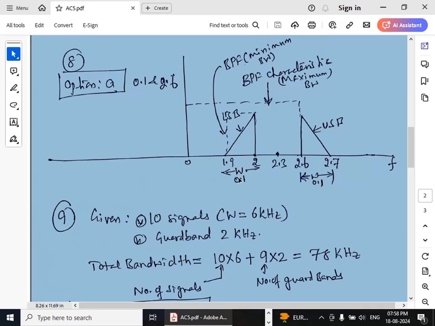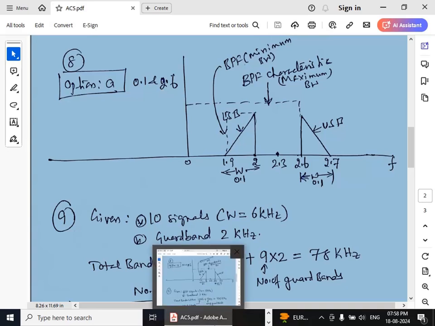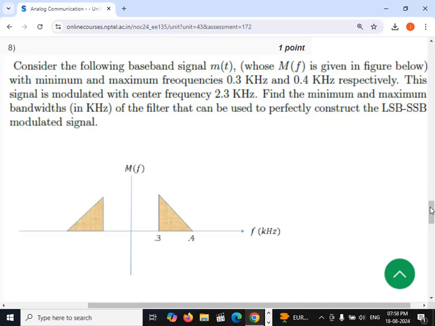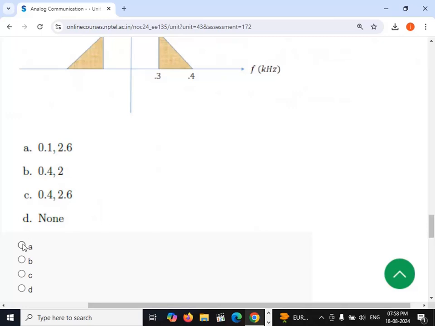The bandwidth of the LSB is 0.1, and I have also shown the characteristics of the bandpass filter. So the minimum bandwidth is 0.1. The other one is the maximum bandwidth. This rectangle shows another bandpass filter characteristic, which has the maximum bandwidth. So the maximum bandwidth is 2.6, 0 to 2.6. Therefore the answer is option A, 0.1 and 2.6.